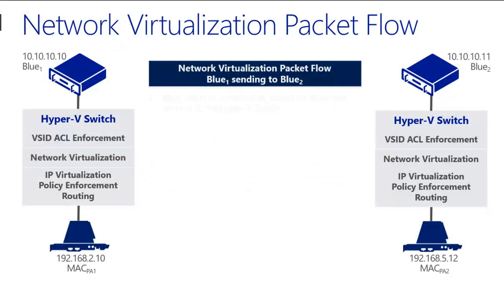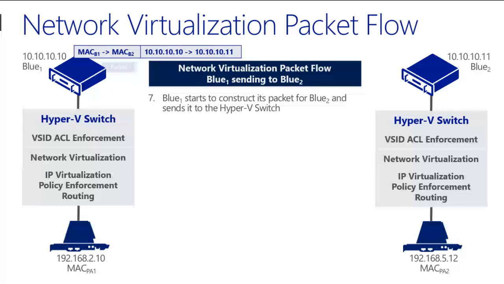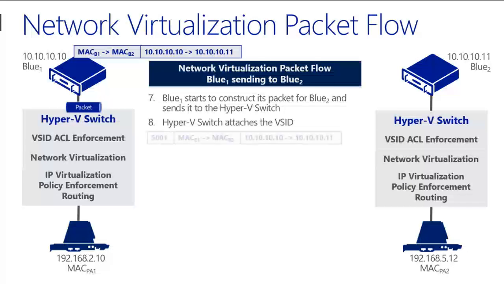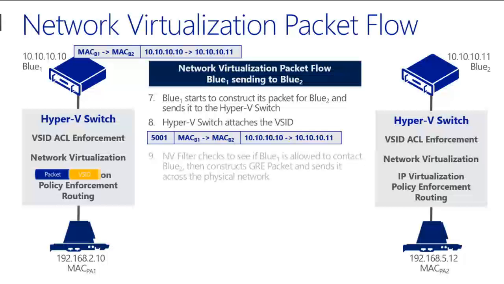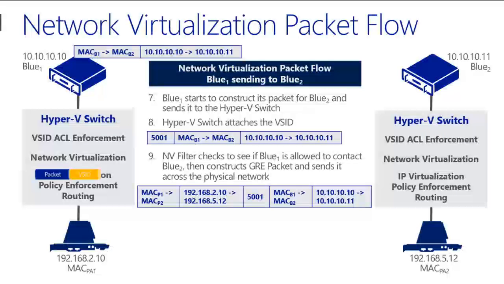The guest OS will then construct its packet, source and destination MAC, source and destination IP, just like it would in the physical network world, sends it into the switch, which attaches the appropriate VSID, so when it gets to the other host it knows which VM network this is part of, blue or red. In this case, it knows it's blue, checks whether it can communicate, and it's at that point that the magic happens. Not in the animation on the slide, but more so in network virtualization.